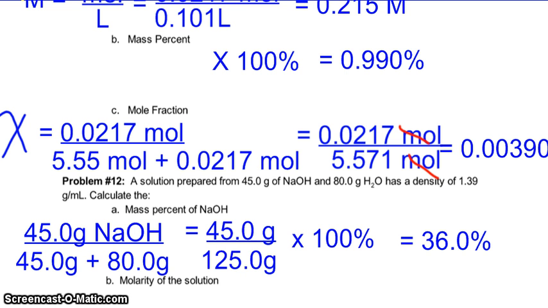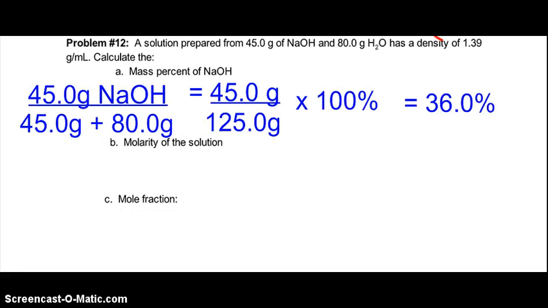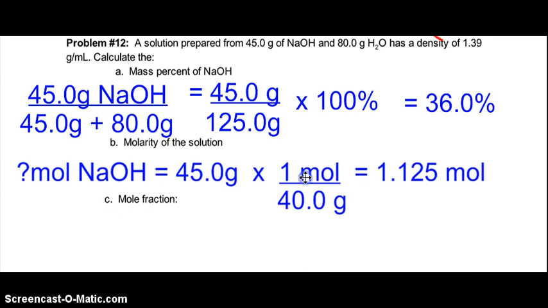Next, we've got to find the molarity of the solution. I'm going to scroll up for a second. Hang on. All right, so now we need to find the molarity of the solution. If you remember, molarity is moles per liter. So we need the moles of sodium hydroxide. If you factor label, you'll find you get 1.120 moles of sodium hydroxide.